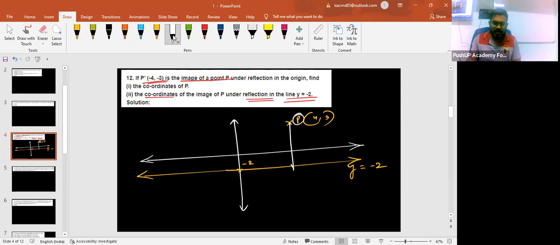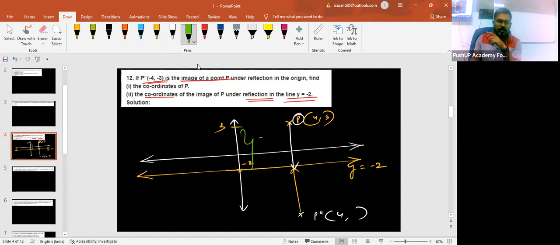Let's reflect it. Can you all find the distance of point P to y is equal to -2? There will be no change in which coordinate? X coordinate, no, because it is getting reflected in a line parallel to the x-axis. So no change in the x coordinate. So 4 will remain 4. We have to get the y coordinate now. Acha, what is the y coordinate? This was 3, isn't it? From 3 to -2, what is the total distance? 5 units, right?